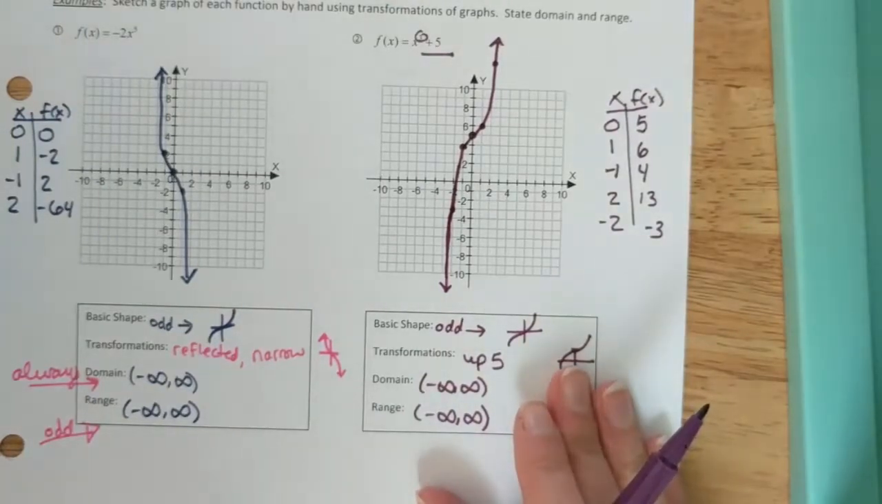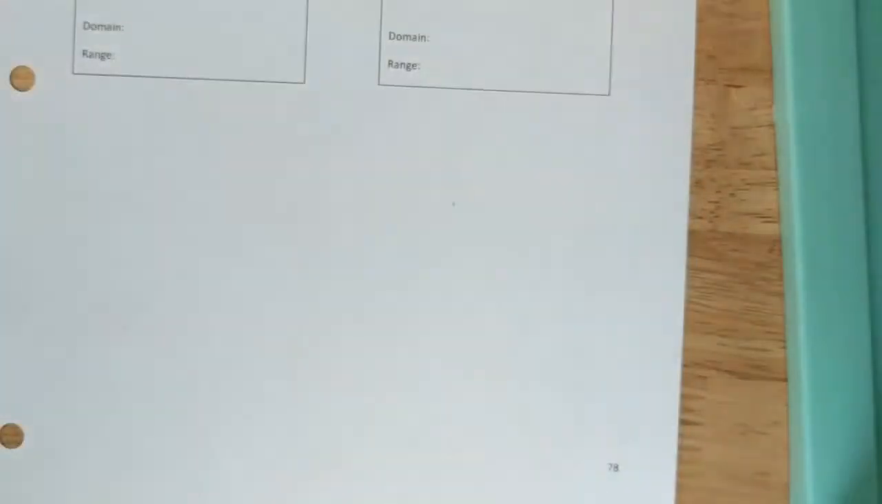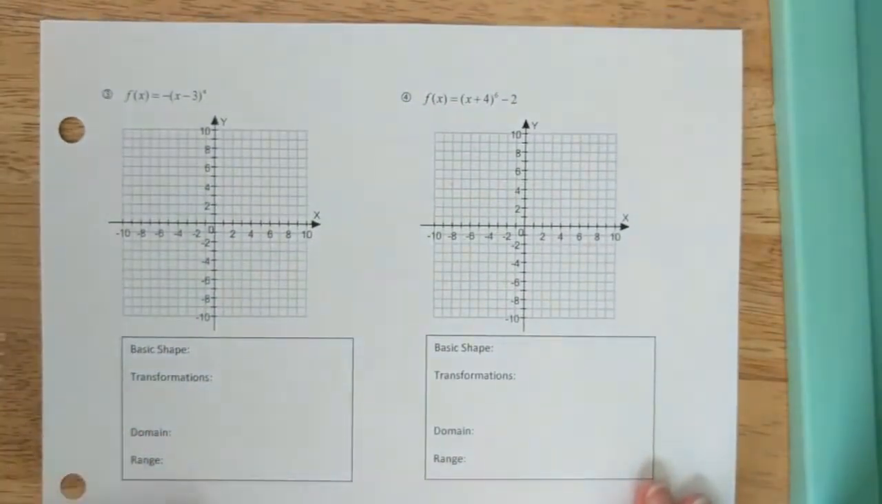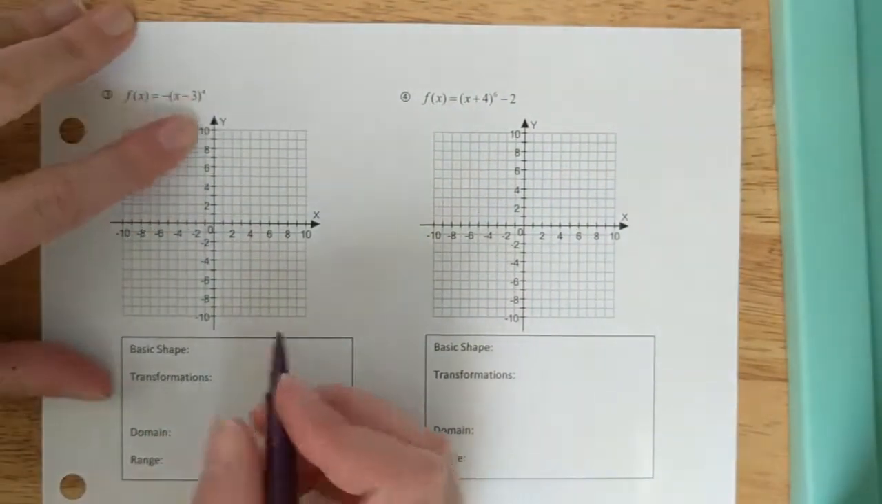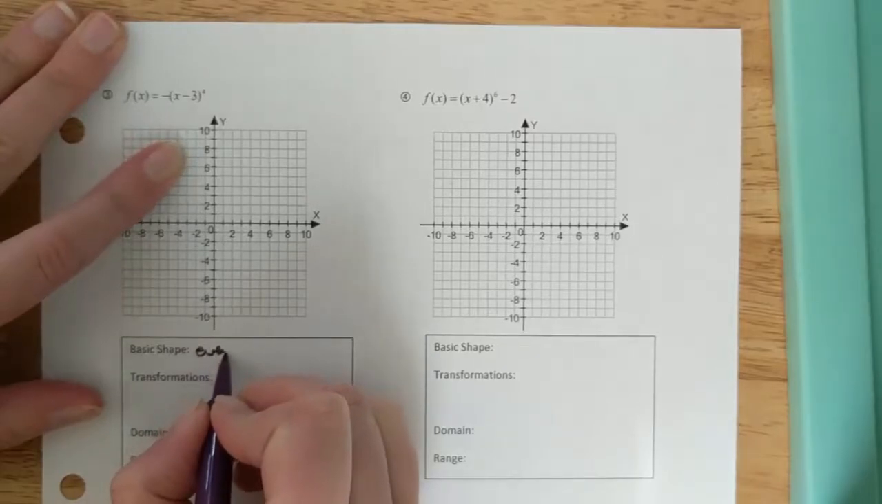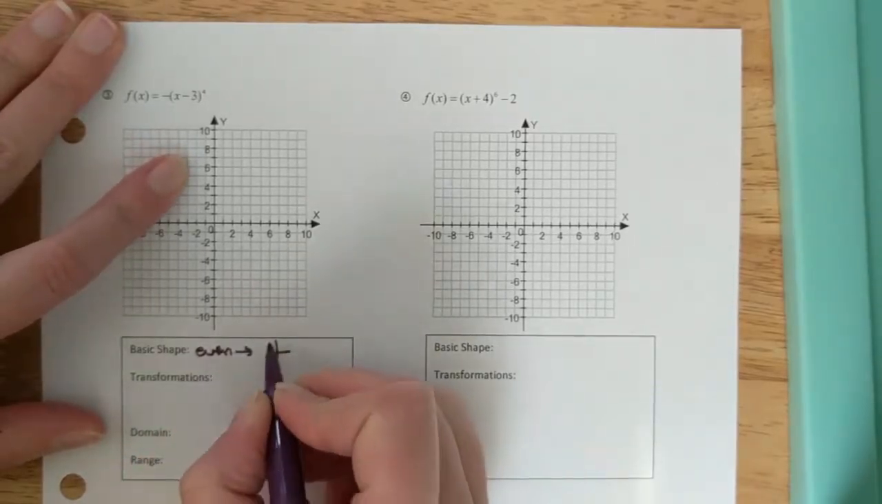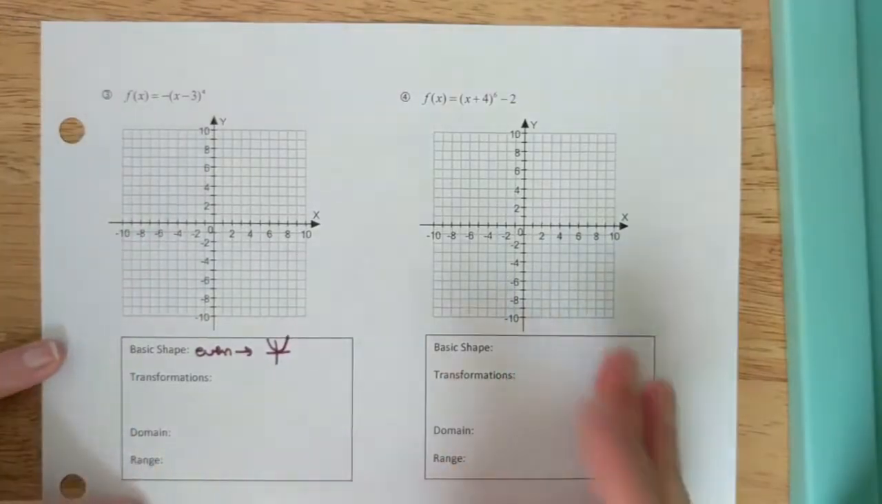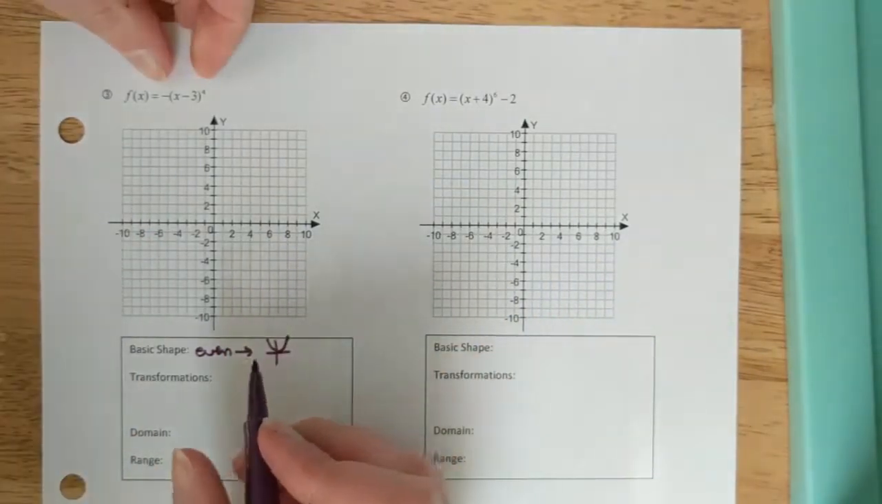Right. And our last page. Two more functions we want to graph by transformations. These two both have even degree. So this one is degree 4. Since it's even, I'm expecting the basic shape to be more of that parabolic type, but there are some transformations. This one has two transformations.